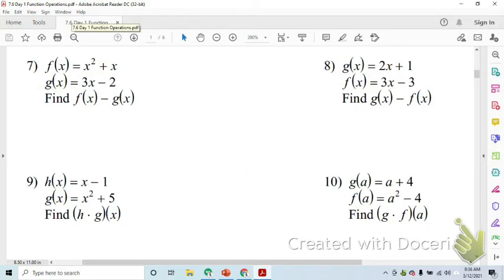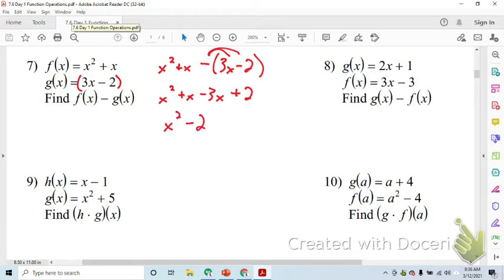So another subtraction problem here on number 7. We're going to take f of x, which is x squared plus x, and we're going to subtract this whole thing. So minus parentheses 3x minus 2. So it'll be x squared plus x, but then we have minus 3x, and then plus 2. Super important there. So we have x squared minus 2x, and then plus 2.